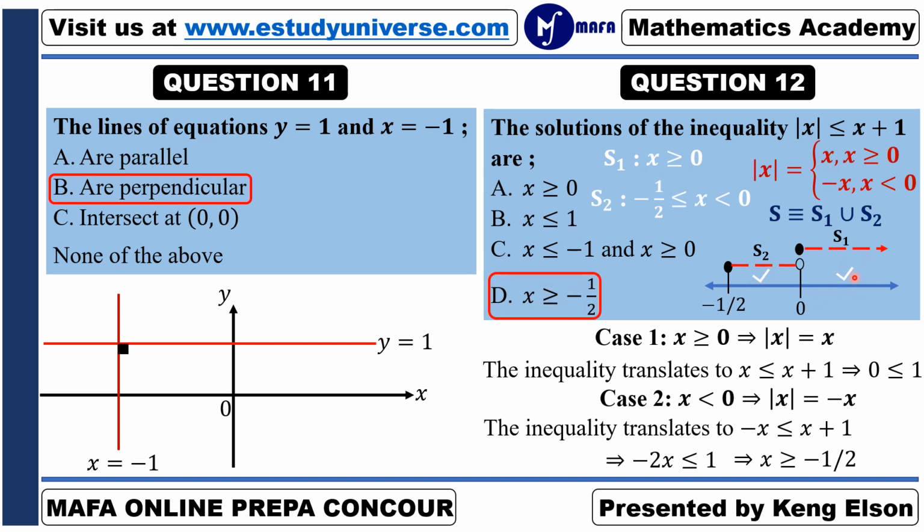But the union of these two solutions is both intervals, meaning this interval and this interval. And option D is going to be correct, x greater or equal to negative half, because you are taking everything beginning from negative half to 0 and then you continue from 0. Alright, so you're taking everything. So the equivalence of the union is simply x greater or equal to negative half. So option D is correct.